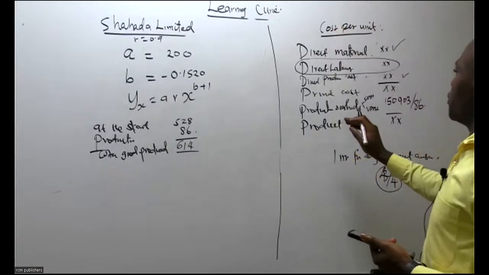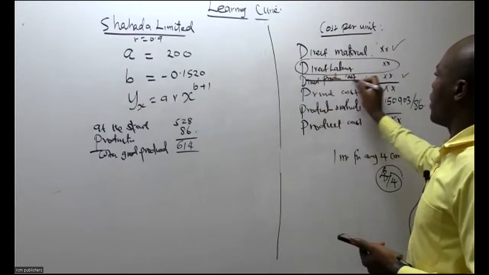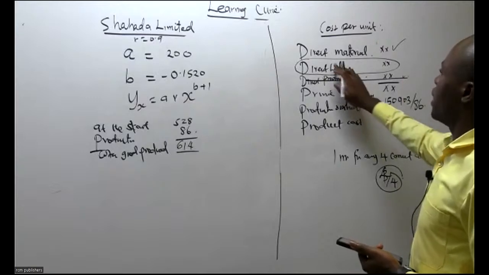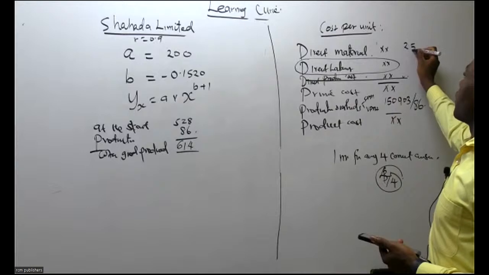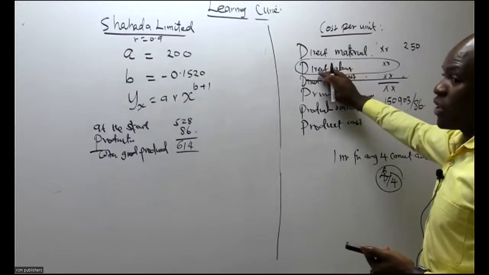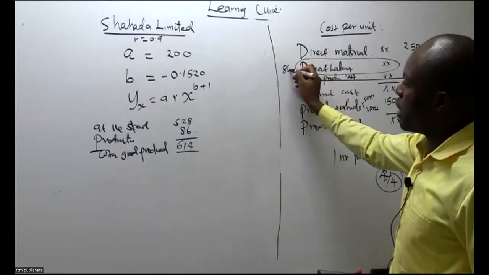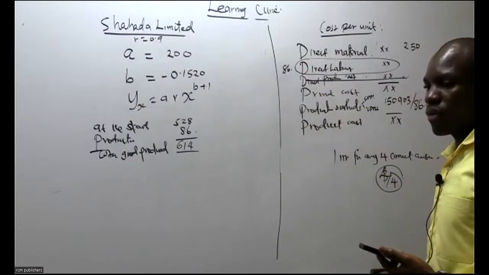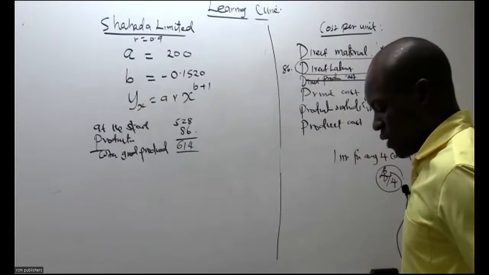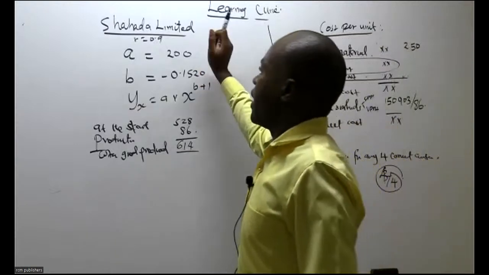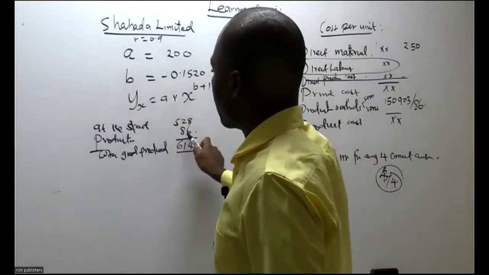When I come to direct material, it is not there in our question, so you're not going to deal with it. Direct material, we have been given 250 per unit. So direct labor is what we need. But the units produced in that particular period are 86. So what do we need to do? We need to apply the learning effect to get the time taken to produce the 86 units.